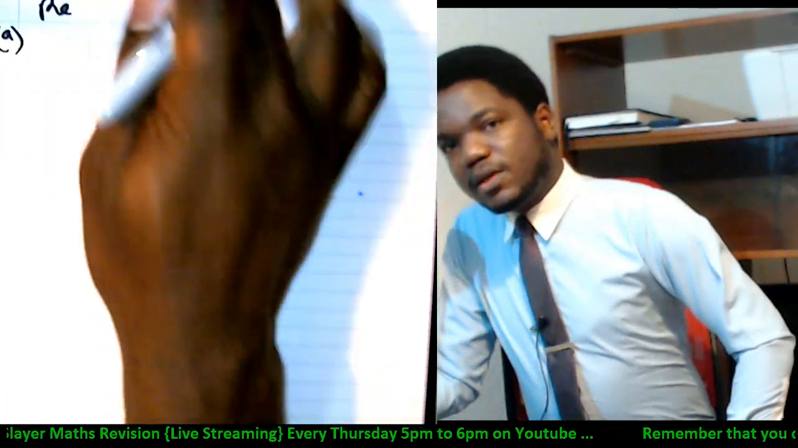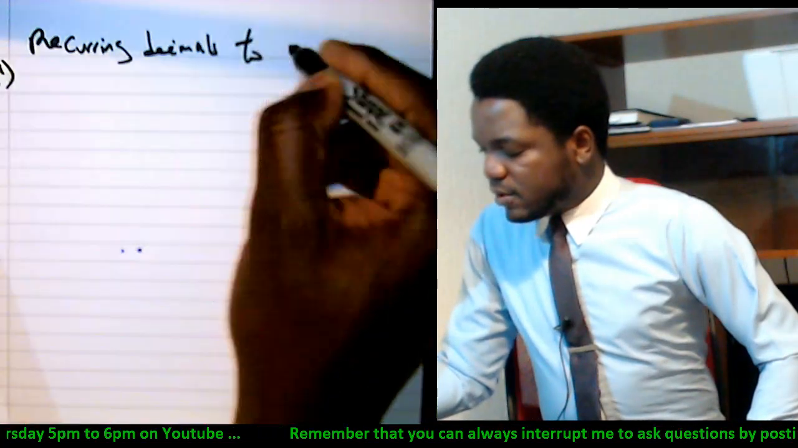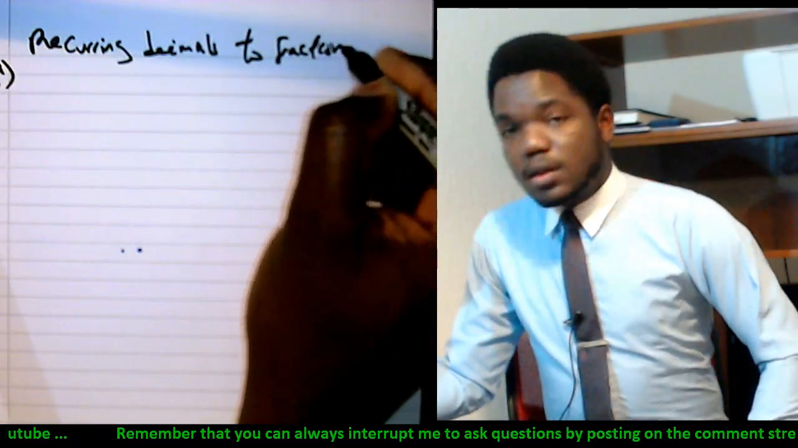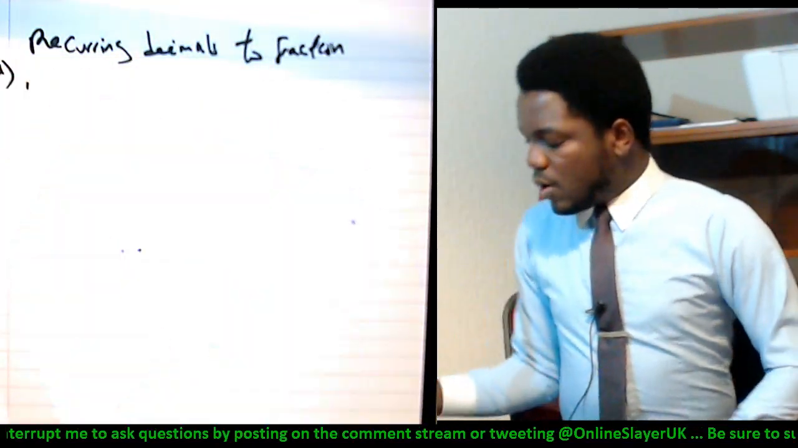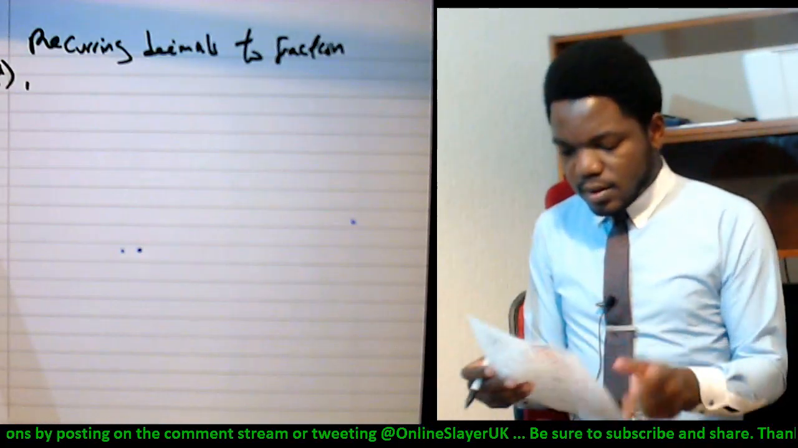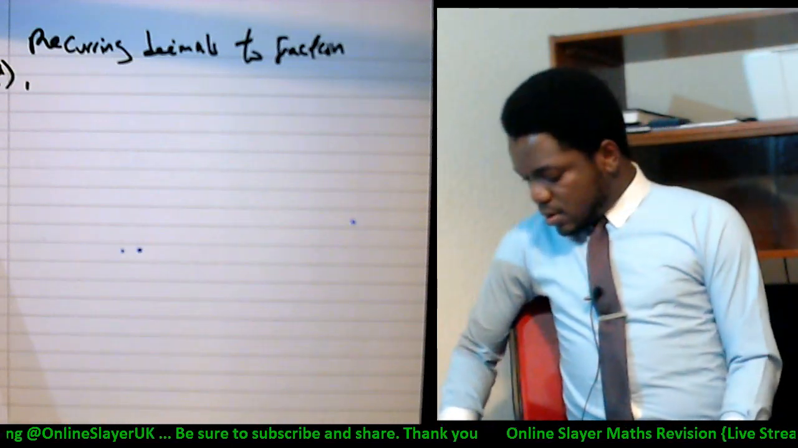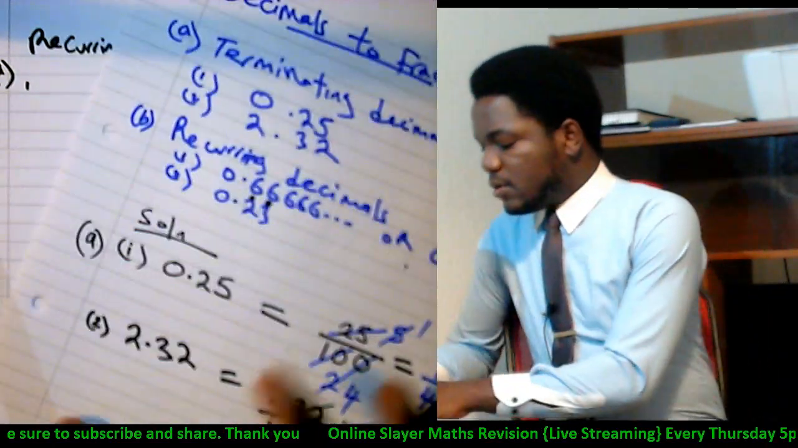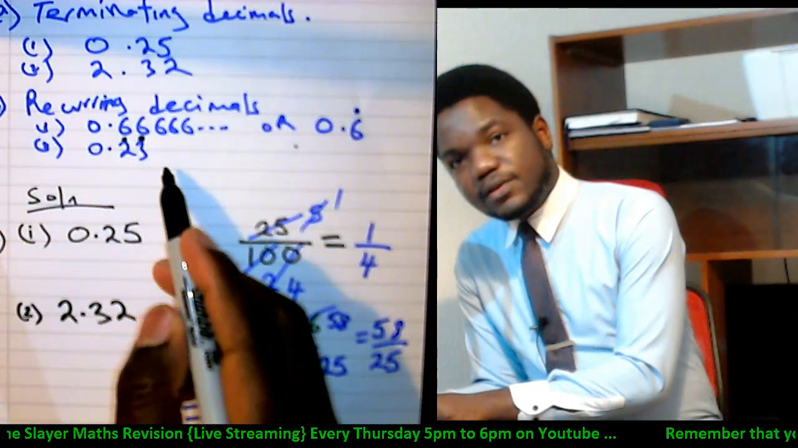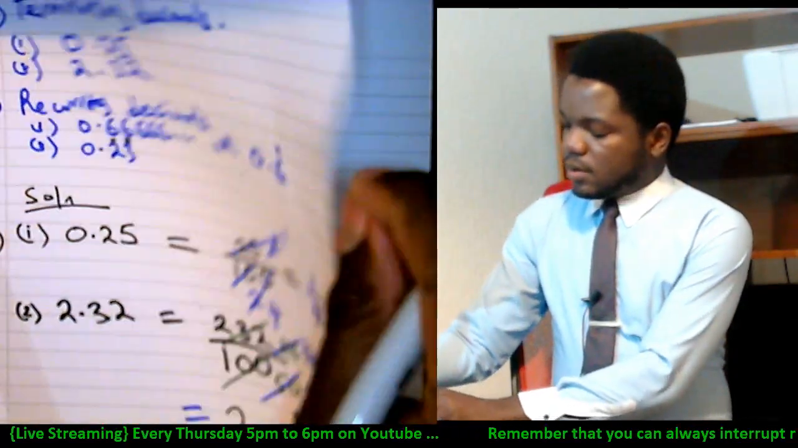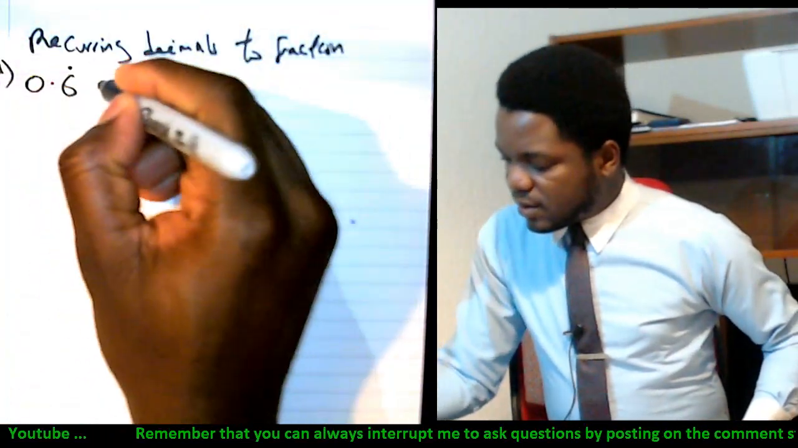Like I said, we're looking at recurring decimals to fractions. I think I already gave an example in the previous question we just looked at. Okay, brilliant. So 0.66666 and 0.232322323. So let's look at the first case, 0.666. 0.6 with a dot on it is going to be equal.